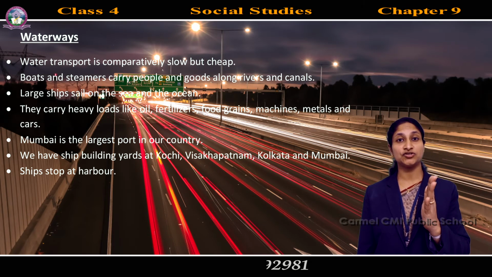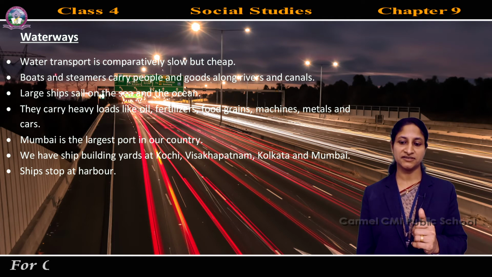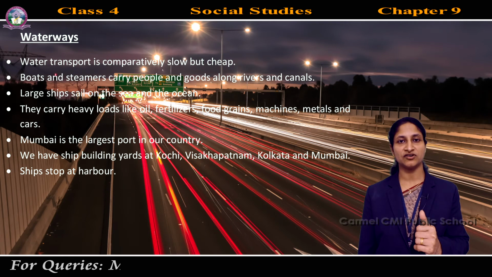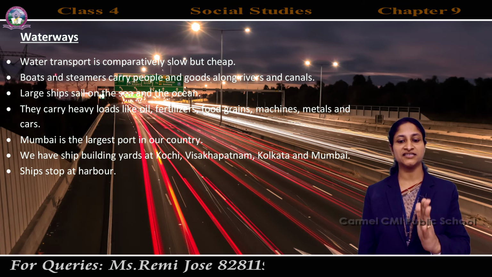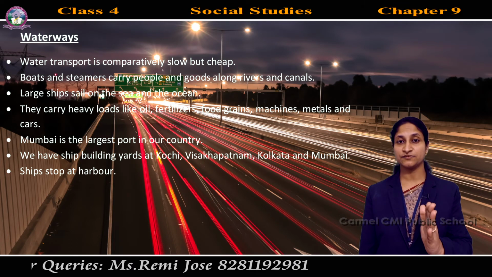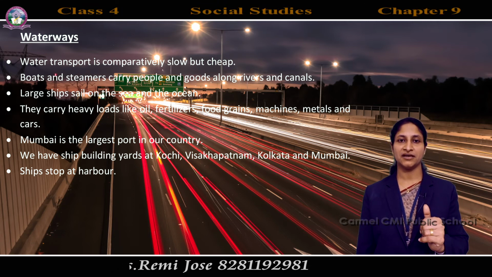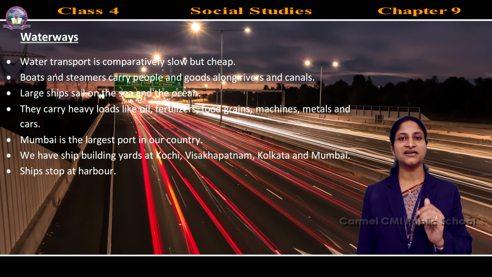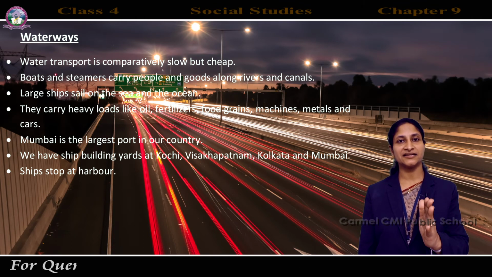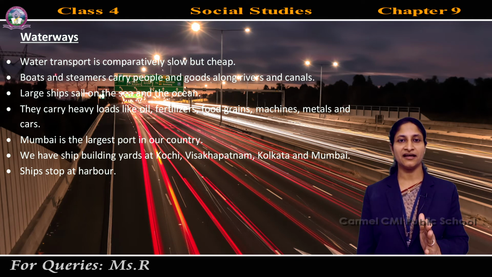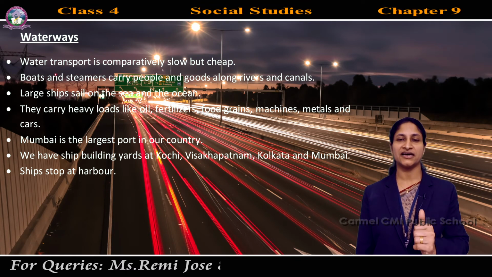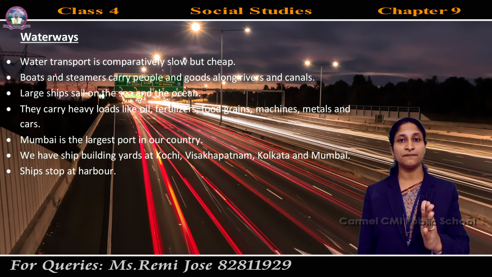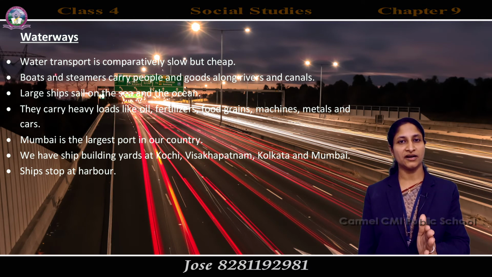More than 200 ships sail on Indian waters. How many ships sail on Indian waters? More than 200. And Mumbai is the largest port of our country. Name the largest port of our country: Mumbai port. A port is a place or city where ships load and unload goods. There are several shipbuilding yards in India at Kochi, Visakhapatnam, Kolkata and Mumbai.